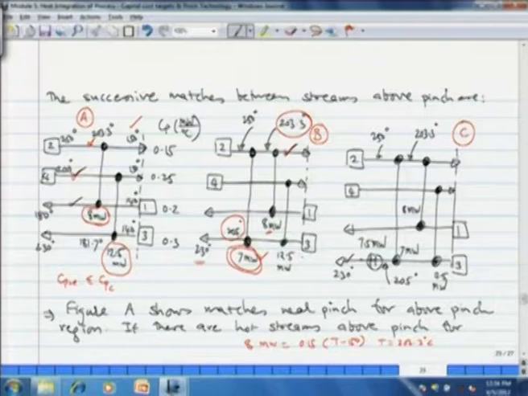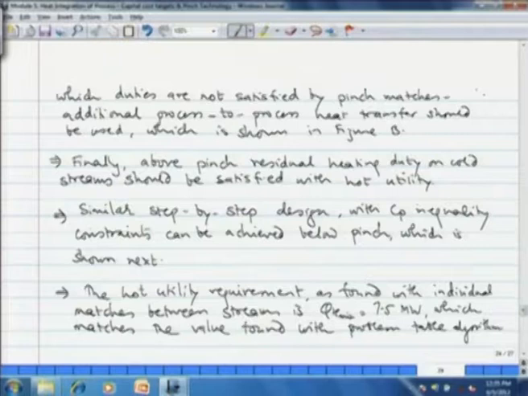Therefore the surplus heat requirement of stream 3 can be met with hot utility. We still require 7.5 megawatt of heat on stream 3, which can be met with hot utility, and therefore we now place a heat exchanger between stream 3 and hot utility, that is steam, which has a capacity of 7.5 megawatt, and now the last stream, stream 3, is also ticked off. This means that in the above pinch region we have essentially 1, 2, 3 and 4 exchangers. That was above pinch region.